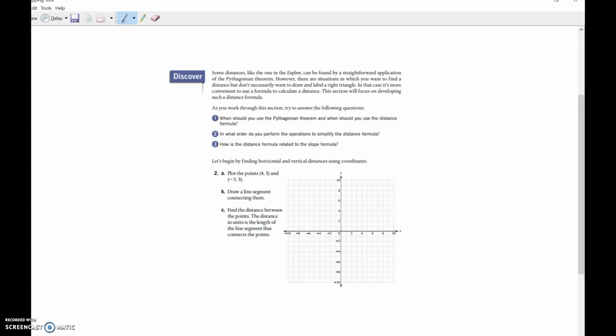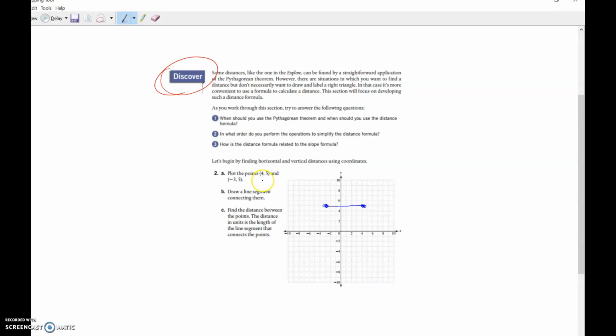Okay, so turn to page 324, and we're going to start over here at the Discover down on page 324, and go ahead and kind of read what it says, and then do 2A, B, and C, and then come back. So I'll pause while you do that.